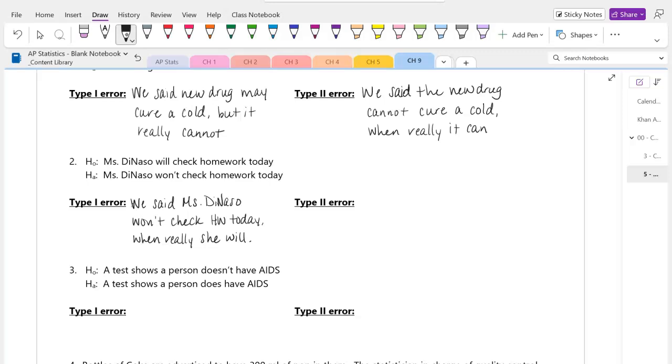Now the type 2 error is that we're making the wrong decision when the specific alternative hypothesis is true. So we said Ms. Tanasa will check homework today when really she won't.